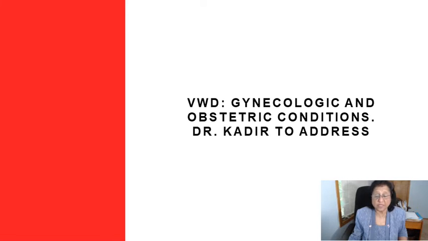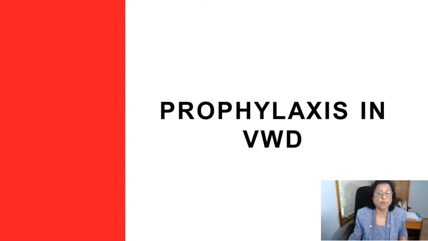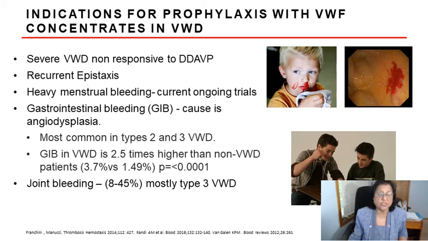I'm going to let Dr. Kadir address the gynecologic, so I'm not going to do that, but just say a few words about prophylaxis. And I'm so glad that the new recommendations that are coming out from the joint World Federation, ASH, ISTH, NHF, are going to address this issue of prophylaxis. So briefly, prophylaxis is indicated in severe von Willebrand's disease patients who are non-responsive to DDAVP. And mostly the indications are recurrent epistaxis, heavy menstrual bleeding. And Dr. Ragni has a current ongoing trial looking at tranexamic acid versus recombinant von Willebrand factor in preventing heavy menstrual bleeding. And I hope that is going to be very successful, so then we have some options for these patients.